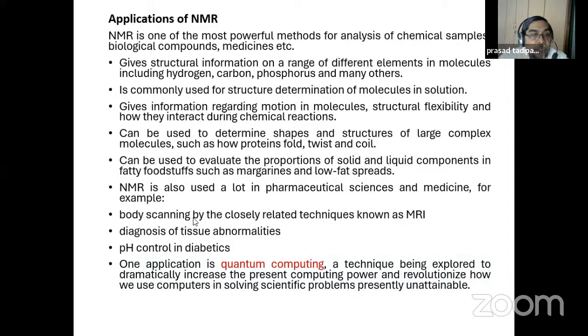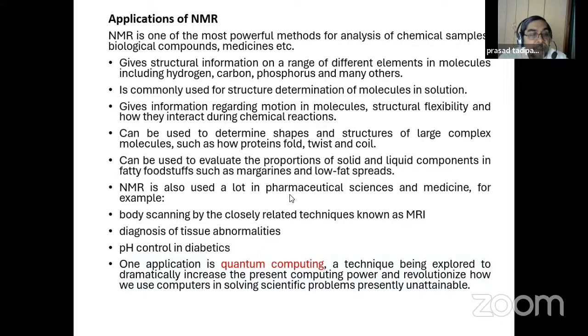And this type of body scanning is closely related to MRI. In any tissue, the abnormalities, that is malignant and normal tissues, you can distinguish. With that, you can diagnose cancer and other growths, and pH control for diabetic patients also. You can control the pH, that also you can do.